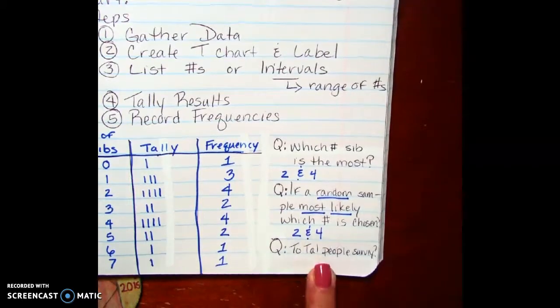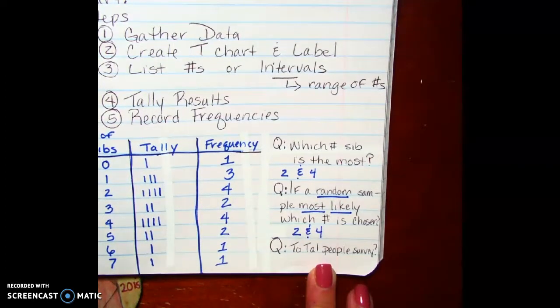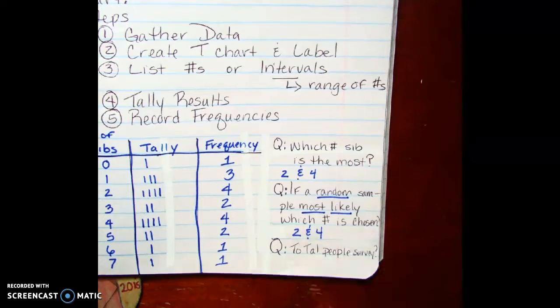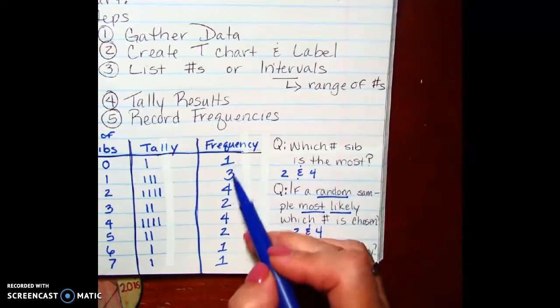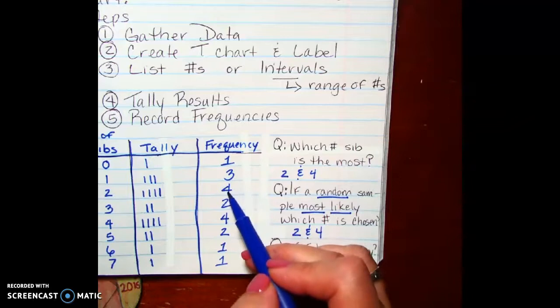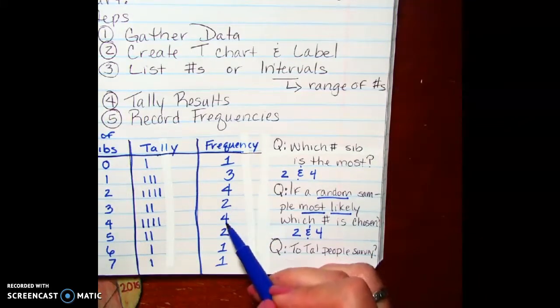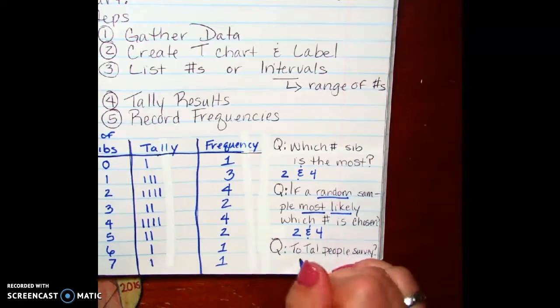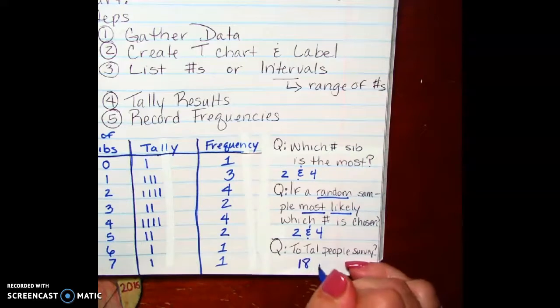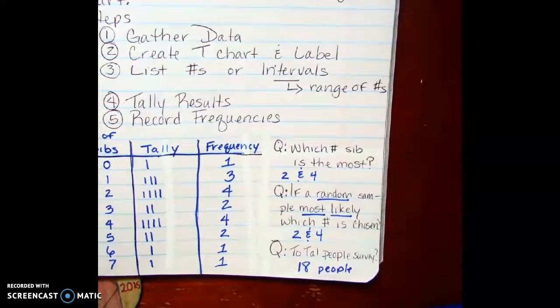And the final question is how many total people were surveyed? How do I find that? Just add it up. So I have 4 plus 4 is 8 plus 2 is 10. That's 14, 16, 18 people. And that is our intro to statistics.